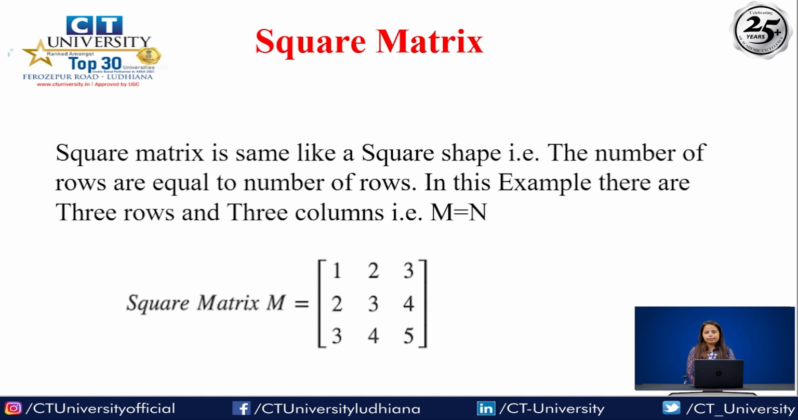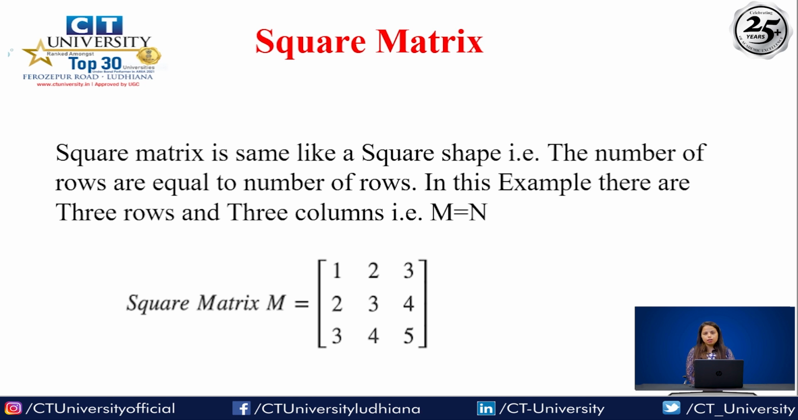And the next one is the square matrix. A square matrix is just like a square. According to the square matrix, the number of rows must be equal to the number of columns. It means that the value of m and the value of n will be the same. How many rows there are and how many columns there are will always be equal. For example, this is your example.